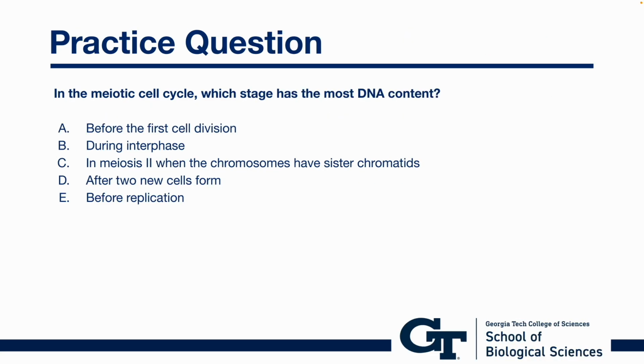So now we're asked about the DNA content of the cell during various stages. In this case, we're asked when a cell has the most DNA during meiotic replication. And remember, meiosis brings us from a 2N cell to a 1N haploid cell. And so that means that whenever there's going to be the most DNA, it's going to occur way before that division. It's going to occur when the DNA has been replicated.